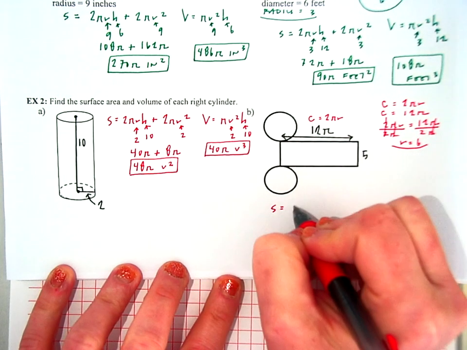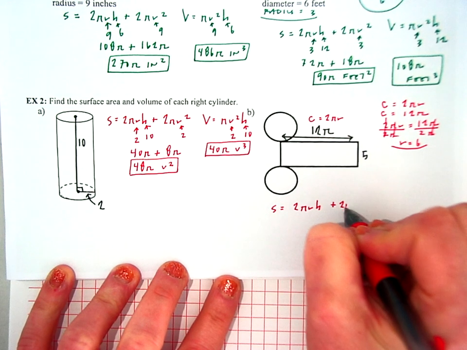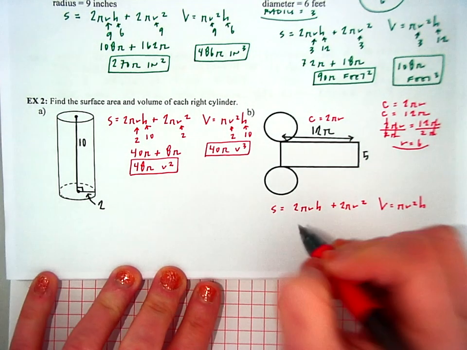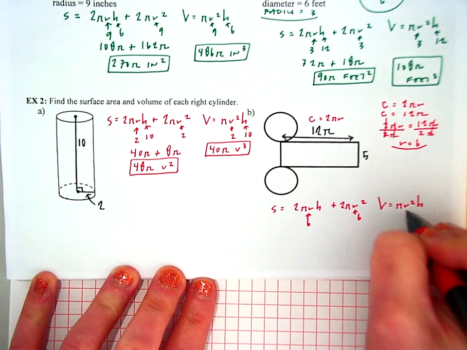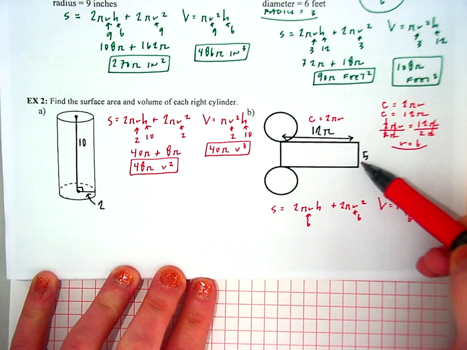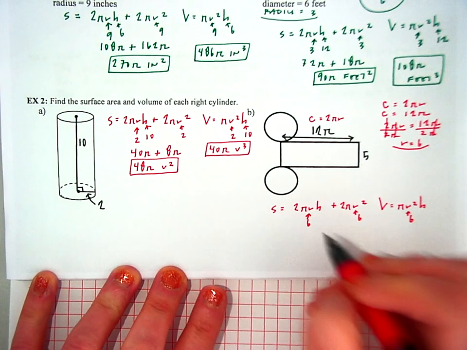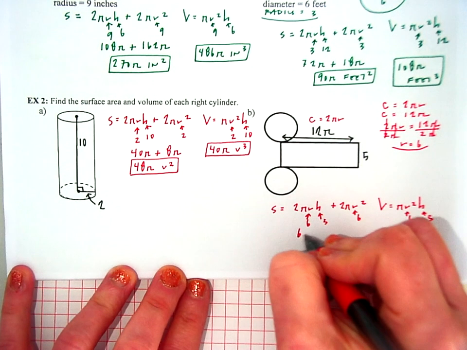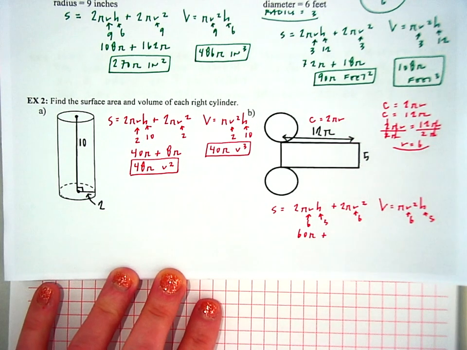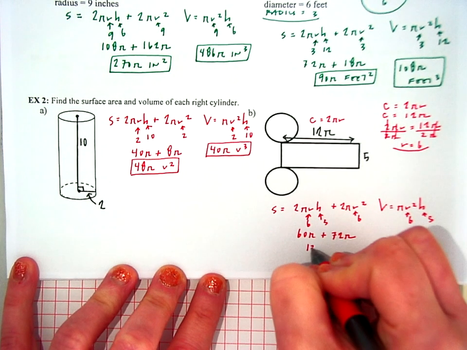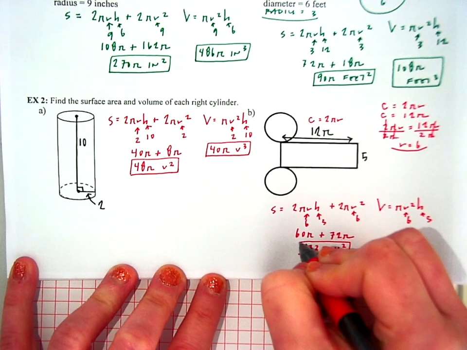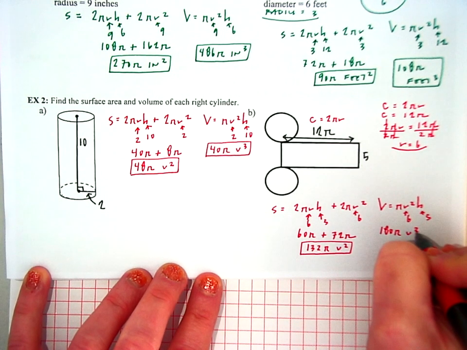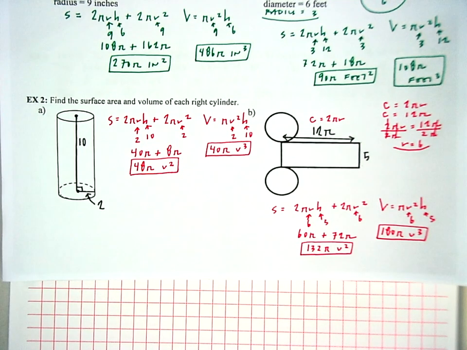Surface area, circumference times the height, plus the 2 base areas, and volume is the base area times the height. So I'm plugging in my radius, which is 6, and my height. Right here is my height, that perpendicular segment that connects the two bases, and that has a measure of 5. So 2 times 6 times 5 gets me 60 pi. 2 times 6 squared, 2 times 36, I get 72 pi. So 132 pi units squared. Volume: 6 squared is 36, times 5 is 180 pi units cubed. All right, let's flip it over. Let's go to the back.